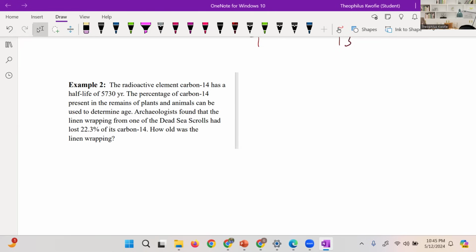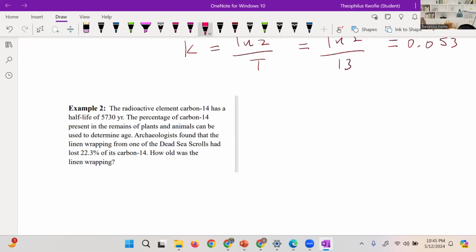So already we know that the half-life is given as 5,730 years. Okay. So we know our K, so the half-life is represented as T. So already we know our T to be the 5,730 years. Okay. And then we also found out that the archaeologists found that the linen wrapping from one of the Dead Sea Scrolls had lost 22.3% of its carbon 14.